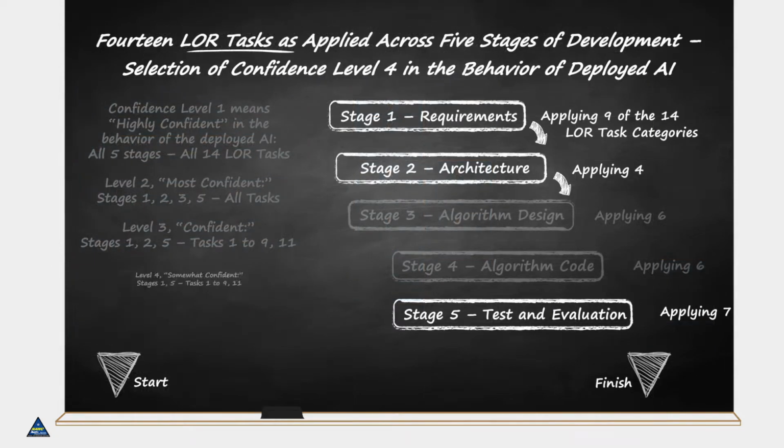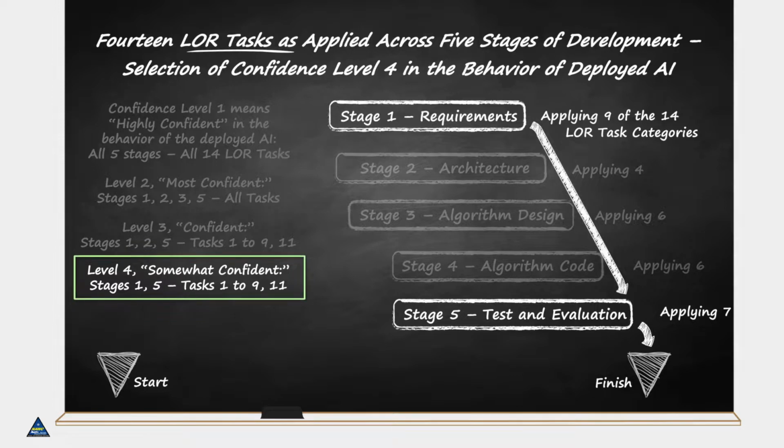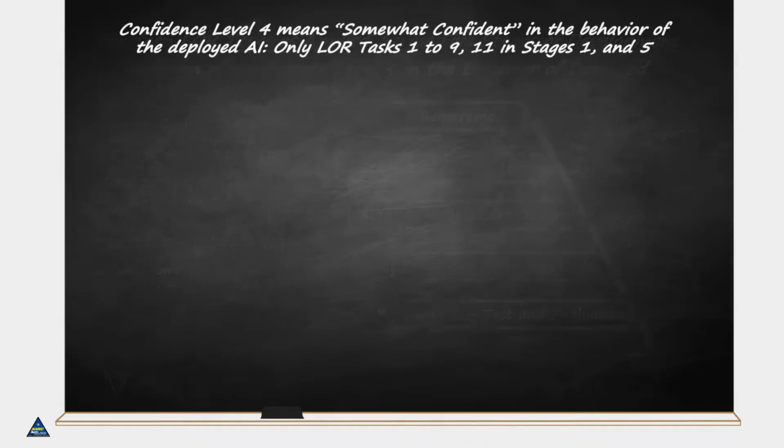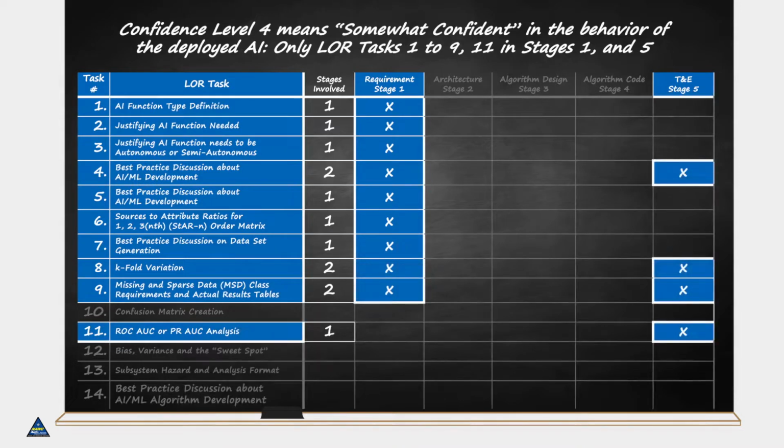If you want to be just somewhat confident in how AI is deployed, we recommend that you use stage 1 requirements and stage 5 test and evaluation. You're eliminating 3 of the stages, but you're still ensuring that you have a set of requirements associated with the AI development, and you're testing those requirements during stage 5 test and evaluation. This is a depiction of how you would represent only using requirements and test and evaluation level of rigor tasks. Where they're applied, you see it's 1 through 9 and again 11. And again, this gives you somewhat confidence in the behavior of the deployed AI.